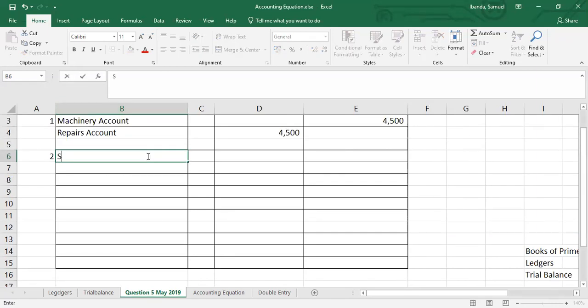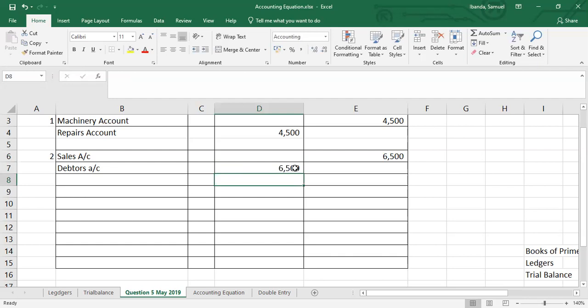So we'll have our sales account. It doesn't matter what you start with, either debit or credit. And then we shall have our debtors account, or what somebody can call accounts receivable. So they said 6.5. So we are crediting this by 6.5 and debiting this by 6.5.